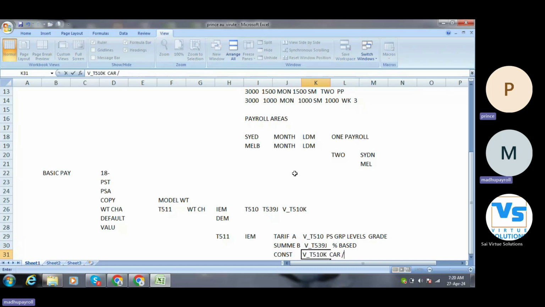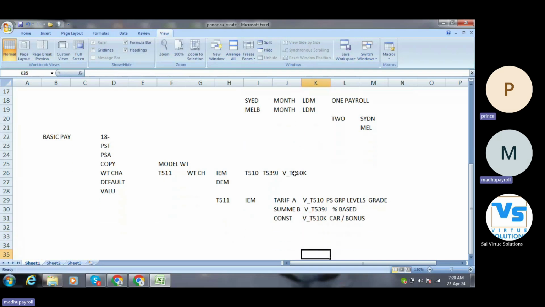Say for example, car allowance or bonus which is fixed for all employees. Whenever the amount is fixed and the same for all employees, you have to maintain that amount in the T510K table. If you want to maintain the T510K table, you have to maintain CONST in the T511 table.